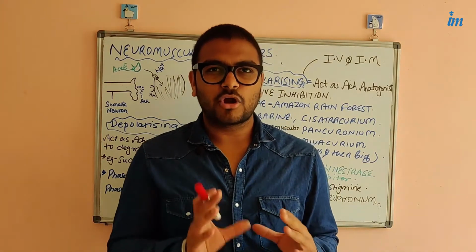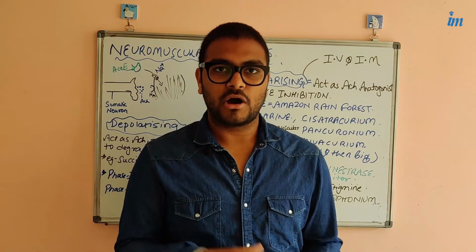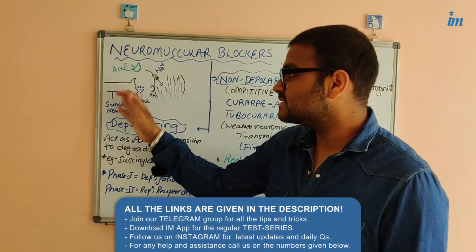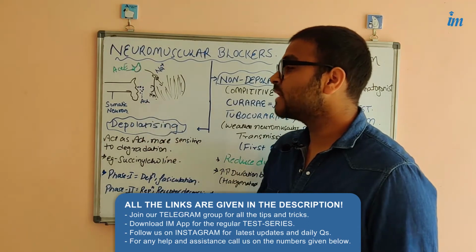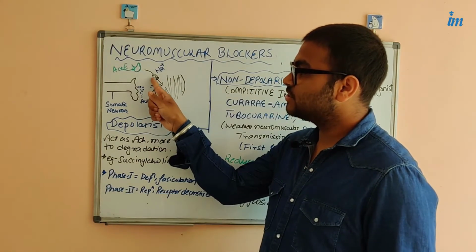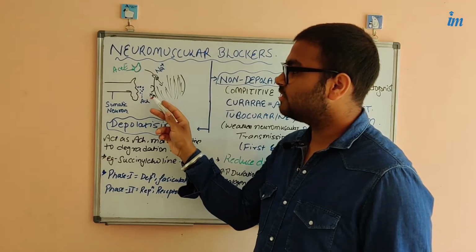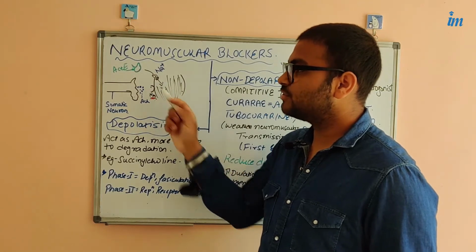First of all, I'll talk about the normal physiology of how neuromuscular conduction occurs and how muscle contraction happens. Here is a somatic neuron. We have already discussed that the somatic neuron secretes acetylcholine, and this acetylcholine binds to the NM type of nicotinic receptor present on the muscle. This is the muscle end plate, and here is the nicotinic receptor.